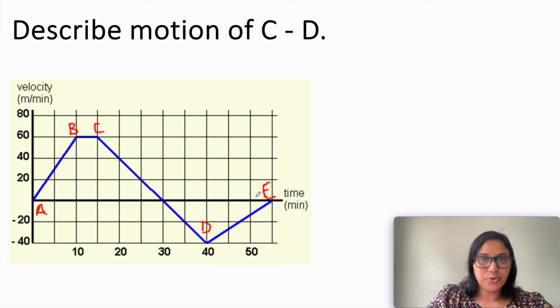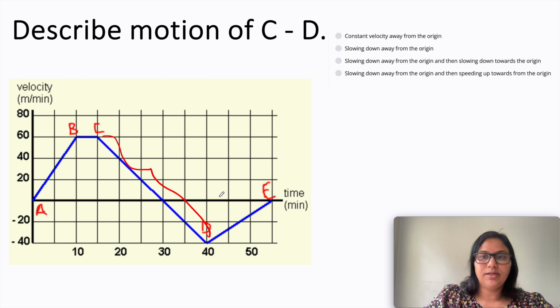Describe the motion of C to D. What are the options? Constant velocity away from the origin; slowing down away from the origin; slowing down away from the origin and then slowing down towards the origin; slowing down away from the origin and speeding up towards the origin. So what is your choice? From C to D, it is slowing down away from the origin and speeding up towards the origin.